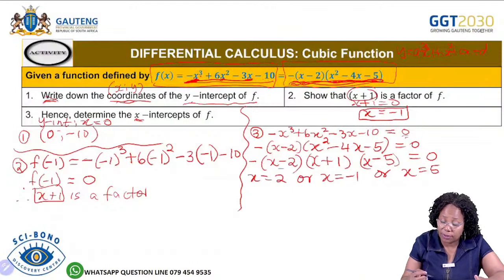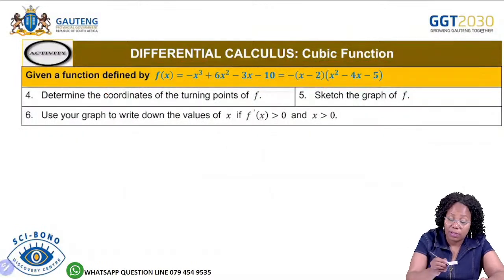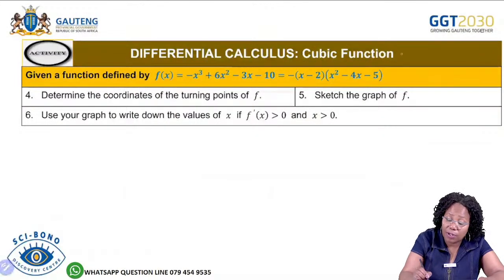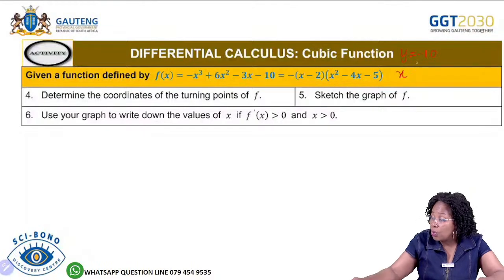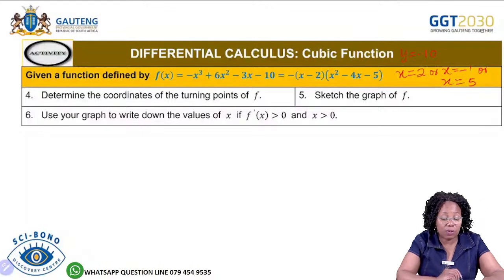Okay, grade 12. Remember, we need these calculations. Remember, y-intercept is at minus 10. And then the x-intercepts are 2, minus 1 and 5. Okay. Let's put this somewhere here. We have the y-intercept minus 10. We have the x-intercept at x equals 2. Another x equal to minus 1. Or the x is equal to 5 from the previous calculation.